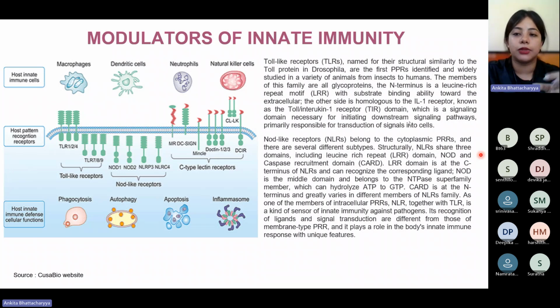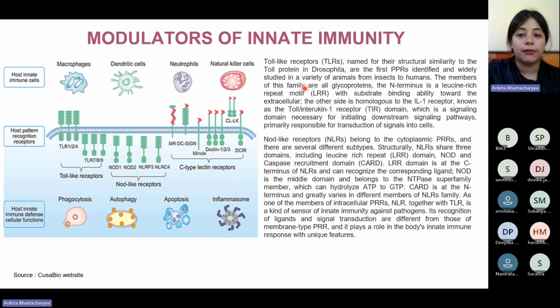But because innate immunity is a vast topic, I am focusing more on the way in which it is regulated. So what we see here is a schematic representation of the way innate immunity is being modulated. TLRs, toll-like receptors, were first identified based on the toll protein in Drosophila. They are the first PRRs. There's a typo here. Pattern recognition receptors, or PRRs, were identified and have been studied across the animal kingdom, across organisms, across species.